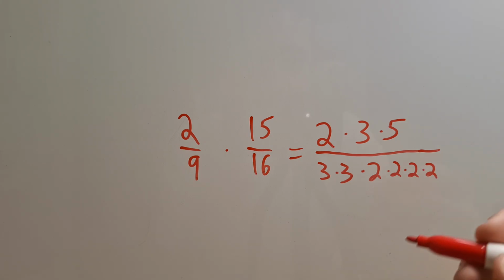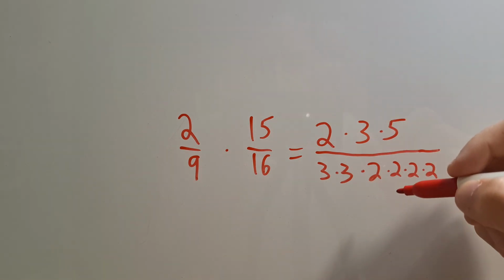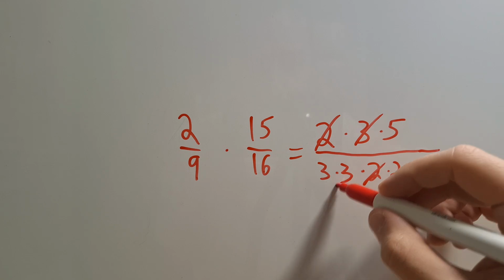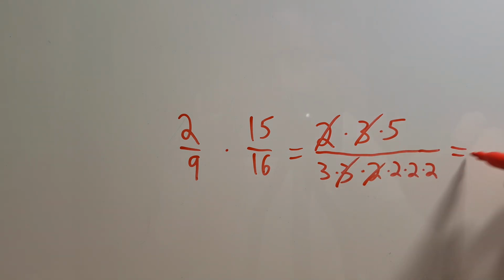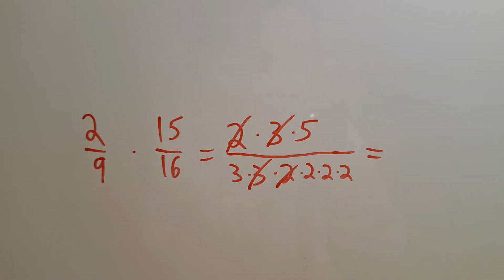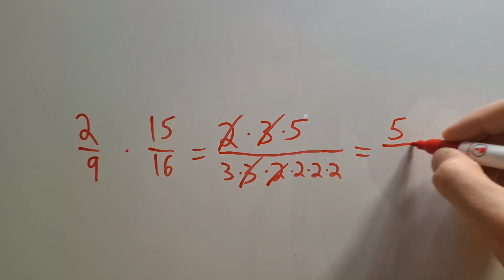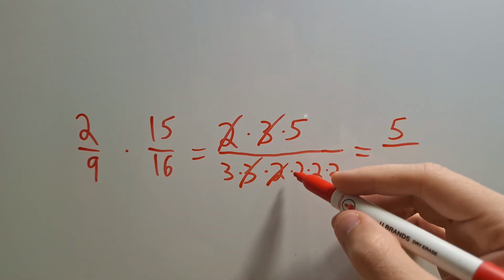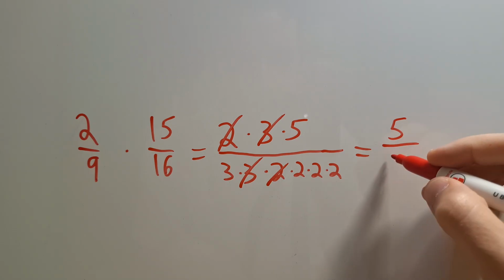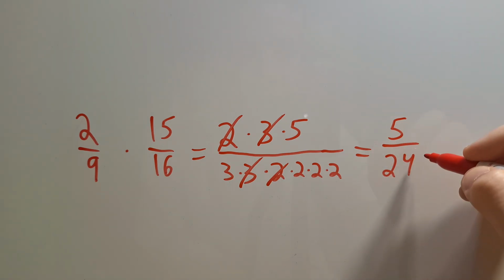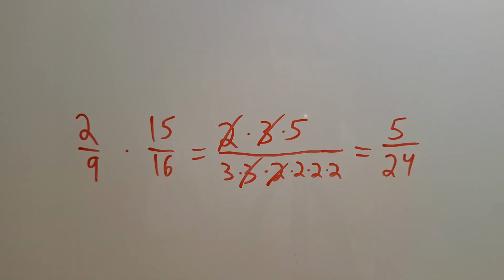So now we can just cancel out what matches up top and on bottom. So we have a 2 there, a 2 there, and a 3 there. And then just write what's left. Up top it's just a 5. 3 times 8, or 24. This is the final answer. I cannot reduce this any further. Let's look at another example.